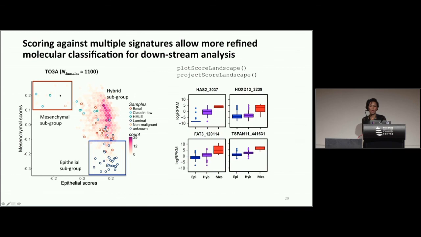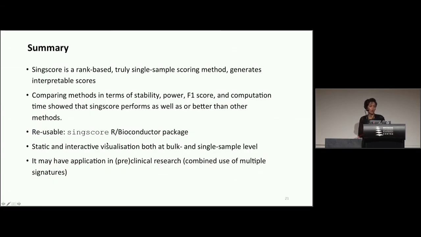And then you might want to do some analysis like differential expression analysis between these two groups, or look at other levels of data, how they are different in terms of methylation, mutation, or any other omics. So in my talk, I introduced singscore, which is a very simple, straightforward method. It's rank based, truly single sample, and it generates interpretable scores. I showed you how we compared this method in terms of stability, power, F1 score, and also computation time, and we showed that it performs as well as other methods, and in some scenarios even outperforms some of those methods, for example, in a small dataset in terms of stability.